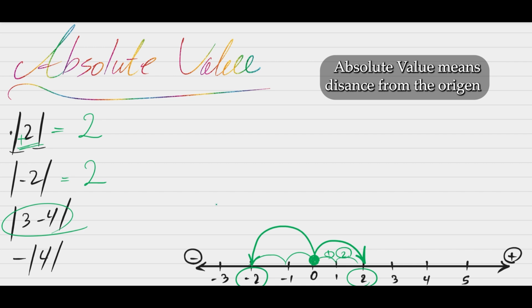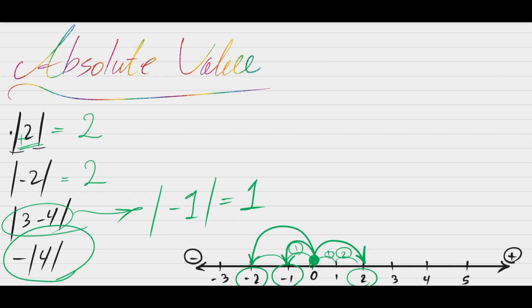We have 3 minus 4 inside our absolute value bars. So this is the absolute value of 3 minus 4. We have to simplify what's inside our absolute value bars. In this case, we have to calculate the 3 minus 4. That 3 minus 4 is equal to negative 1. So we're searching for the absolute value of negative 1. We can do the same just like the previous examples. We start at the origin, at the 0. We go 1 unit to the left on the negative 1. So how far are we from the 0? There is only 1 unit. So the answer will be 1.